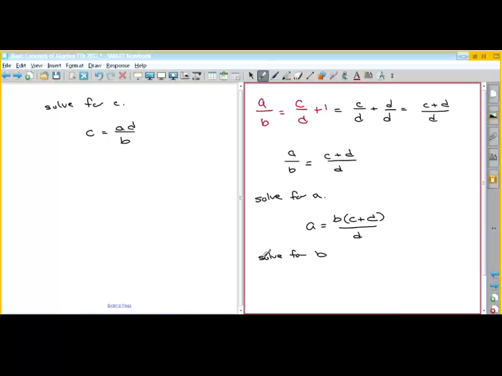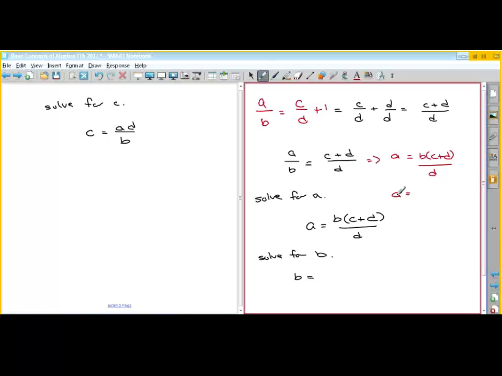If I wanted to solve for B, I'd say, okay, to solve for B, I need it in the numerator. So I'm going to move that over here. So what I'm thinking of doing here, let me just explain, is kind of a shortcut, this kind of intermediate step. So I have A is equal to B times C plus D over D.